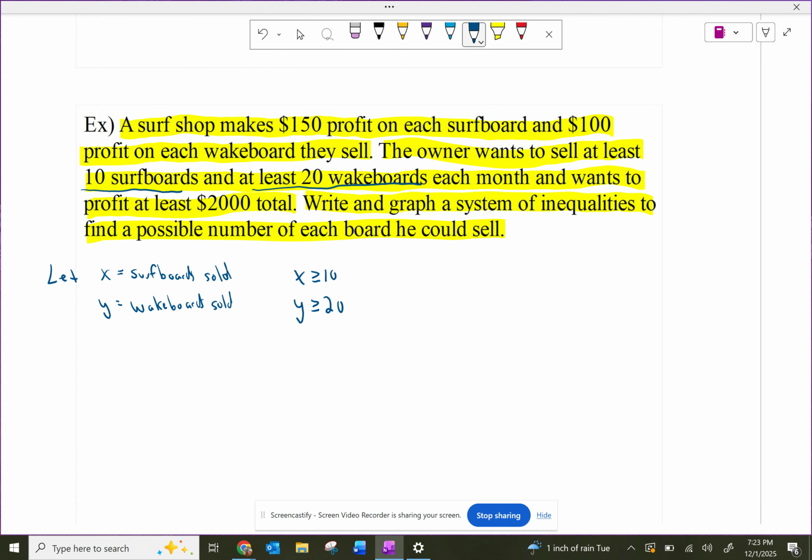And finally, we want a profit of at least $2,000. So the amount of money we're going to make has to be greater than or equal to $2,000. And we're making $150 on each surfboard. So $150 times X surfboards is how much we're making on surfboards. We're making $100 profit for each wakeboard. So $100 times Y wakeboards is how much I'm making on the wakeboards. If we add them together, that gives me my total profit, which has to be greater than or equal to 2,000. So we're going to graph this and find a solution.